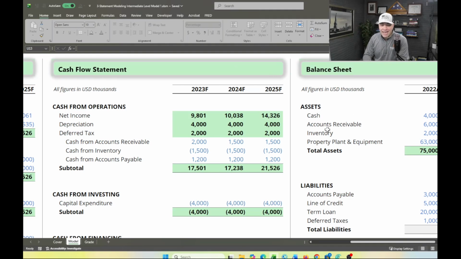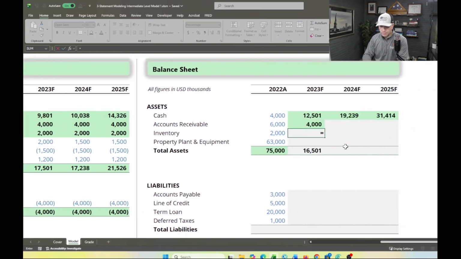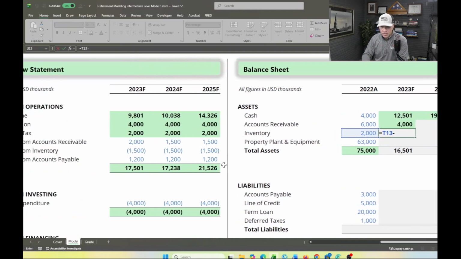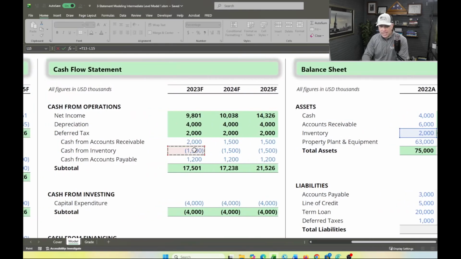So again, that's an asset and it's a negative relationship with cash. So I'm going to go equals, and I'm going to go to the previous year, and then I'm going to subtract out my change in cash. All right, what's going on is that we paid, now this is in thousands.